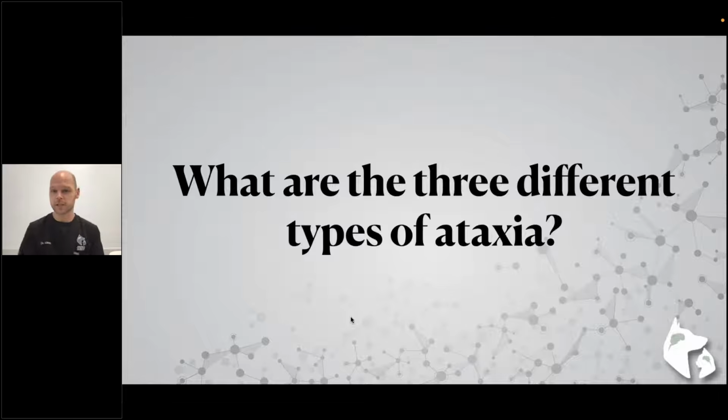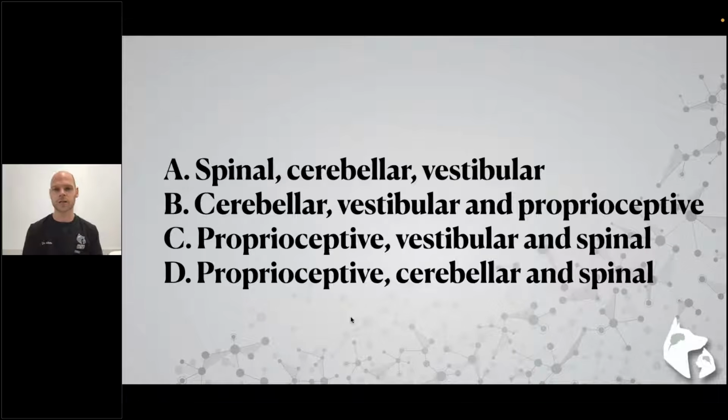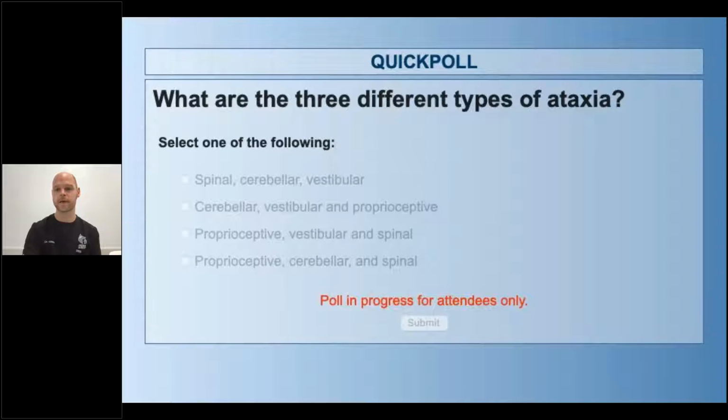So, quick question. First poll: what are the three different types of ataxia? Our answer choices here are spinal, cerebellar, and vestibular; cerebellar, vestibular, and proprioceptive; proprioceptive, vestibular, and spinal; and proprioceptive, cerebellar, and spinal. I'll give you a couple minutes to go through and see what you think, and then we'll go from there.